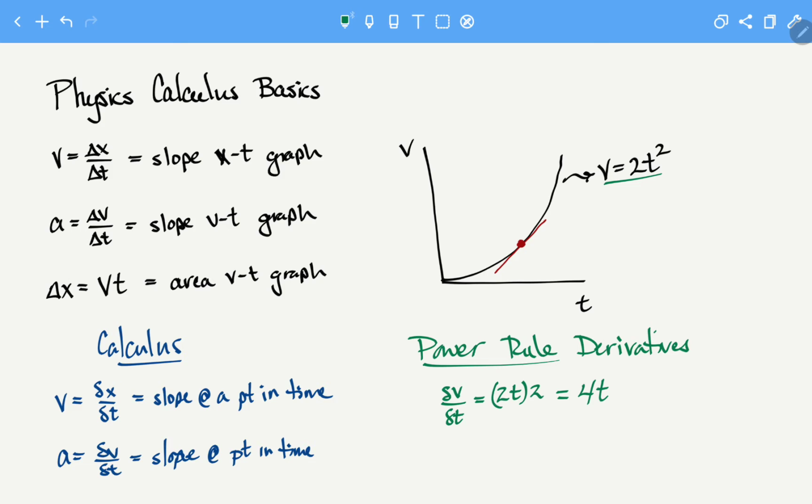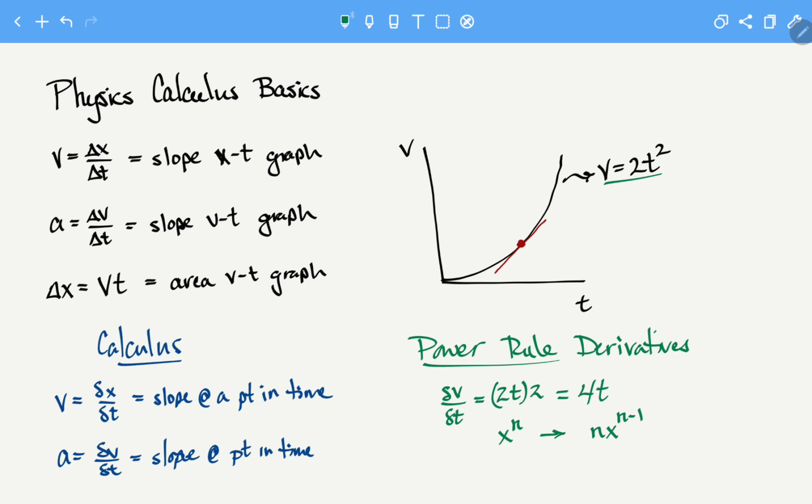And you're like, Szymanski, how the heck did you get that? Well, here's the power rule for you. So when you want to take a derivative of something, I'll just use the letter x because everyone loves x, it's universal. So let's say you've got x to the n. Well, the derivative of x to the n is n times x to the n minus 1.